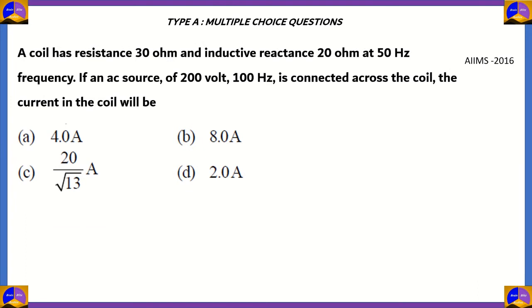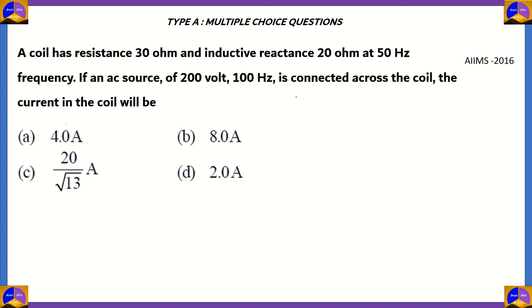This is a very important question asked in AIIMS 2016. A coil has a resistance of 30 ohms and inductive reactance of 20 ohms at 50 Hz frequency. If an AC source of 200 volts potential difference and 100 Hz frequency is connected across the coil, the current in the coil will be.